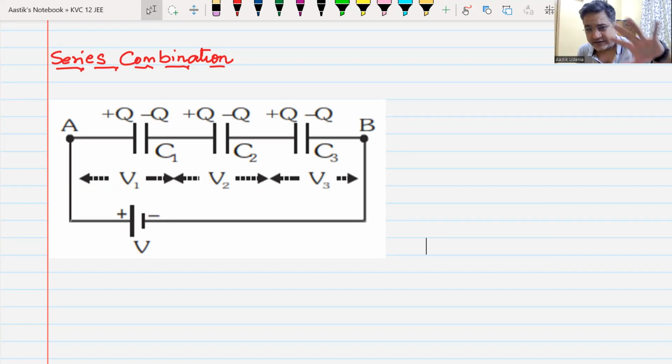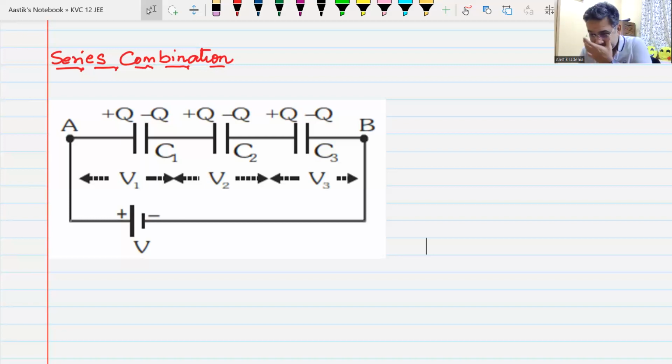Now remember, all these capacitors were initially uncharged. So we'll start with the simplest possible case, and the simplest possible case is that the capacitors are initially uncharged. So there is no charge on these capacitors. Now I put them like this and I connect a battery with them. Now what this battery is going to do, we'll also understand that, what is the function of a battery. Probably we'll do it after this. Maybe in today's class only we should be able to cover it.